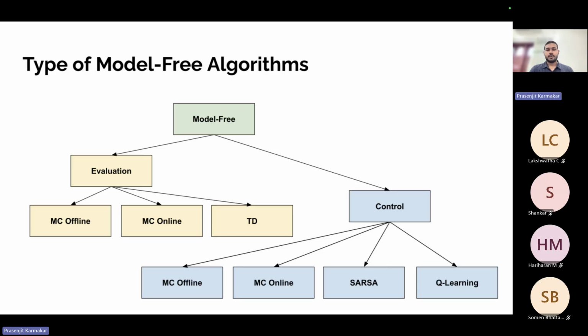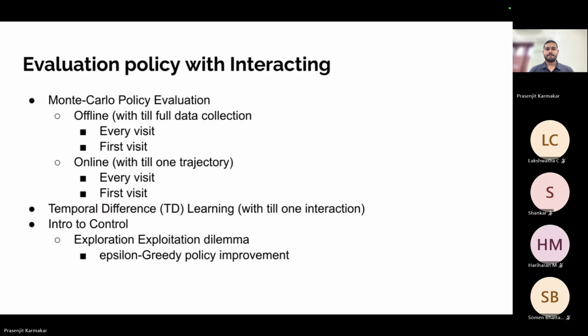Now in control, we have offline and online. SARSA is actually the control algorithm for TD learning. And then we have Q learning. These are all tabular at this point, so we still have a finite state space and finite action space. But we don't know the transitions or the reward matrices. We can only get access to the transition or the reward by interacting in the world. So this is what we are trying to cover now: only the evaluation part, policy evaluation with interaction.